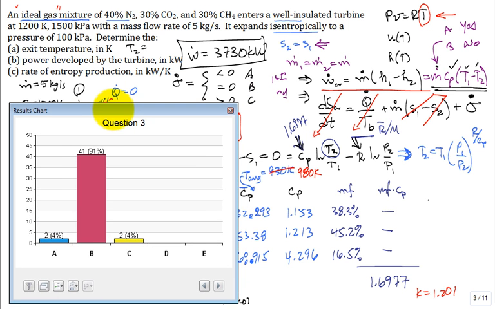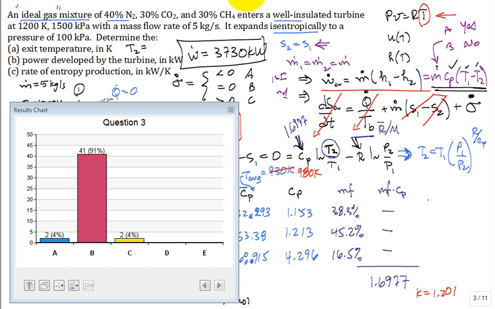So I know this is bad, but what did we do? We went over here to this equation. I forgot what equation this one was. The second law, and we struck a bunch of terms, and then what did we conclude? That sigma dot all by itself is equal to 0. So congratulations to the 91%.